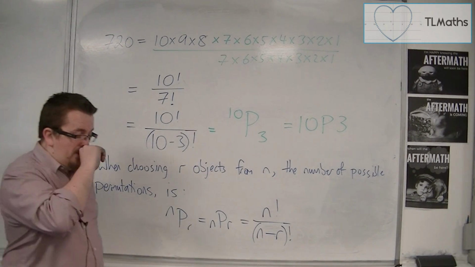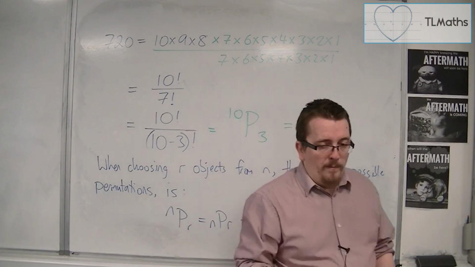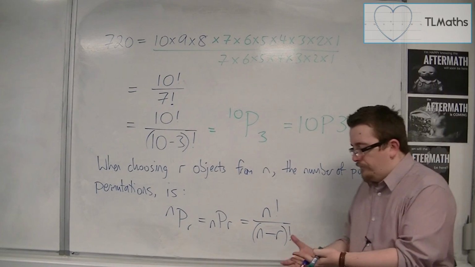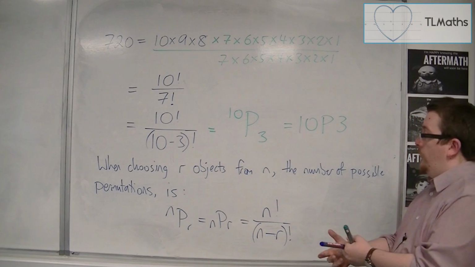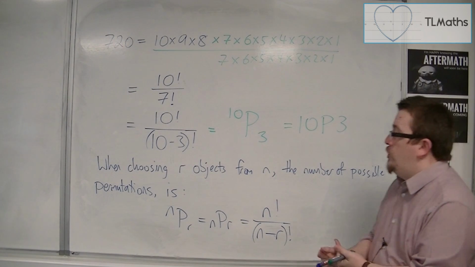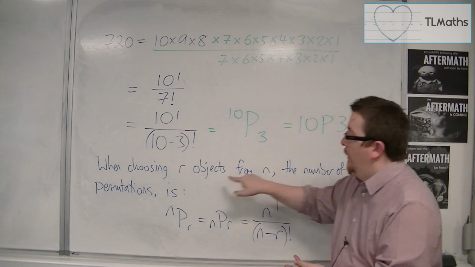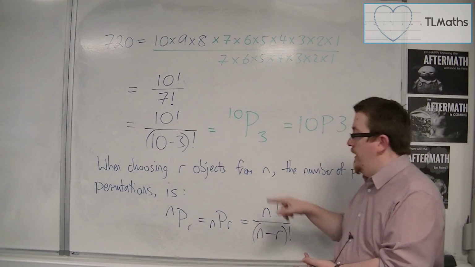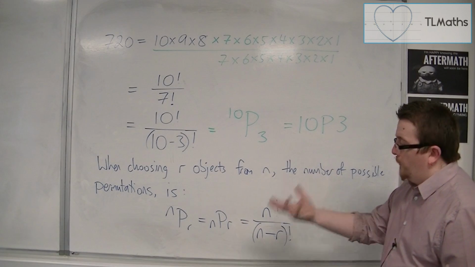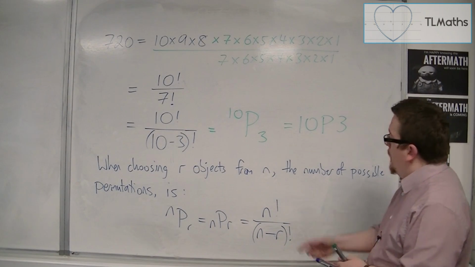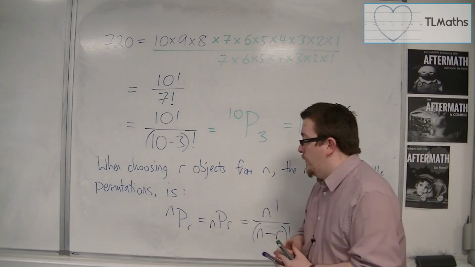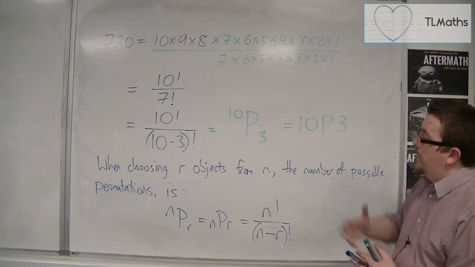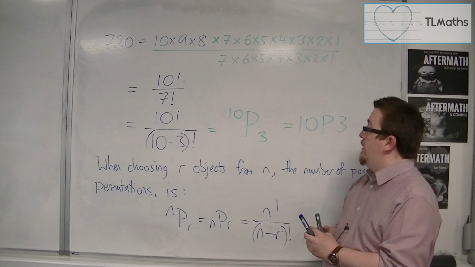Okay, so thinking back to the original problem, I had 3 numbers to choose. So I needed to choose 3 objects from 10 possible digits. So the number of possible permutations is, in this case, nPr, or in the context of our problem, 10P3.